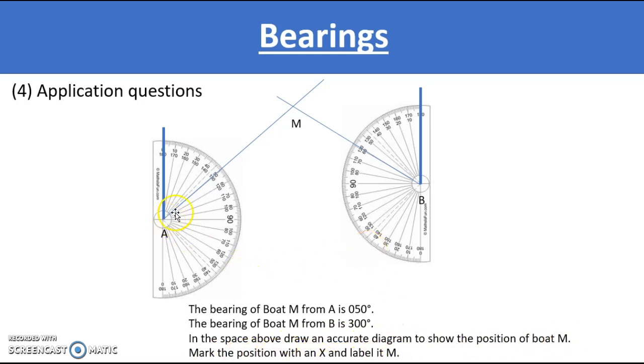So easy enough. You go to A, and remember it doesn't say it's not drawn to scale. Go to A, 50 degrees, draw a line. Second one, go to B, you go to 300 degrees. The thing is, like I said before, you can do it this way, or be a little bit smarter and do 60 degrees. 360 take away 60 is 300. And then whenever it intersects, you know that's the location of boat M. So label it M, and that'll be it.